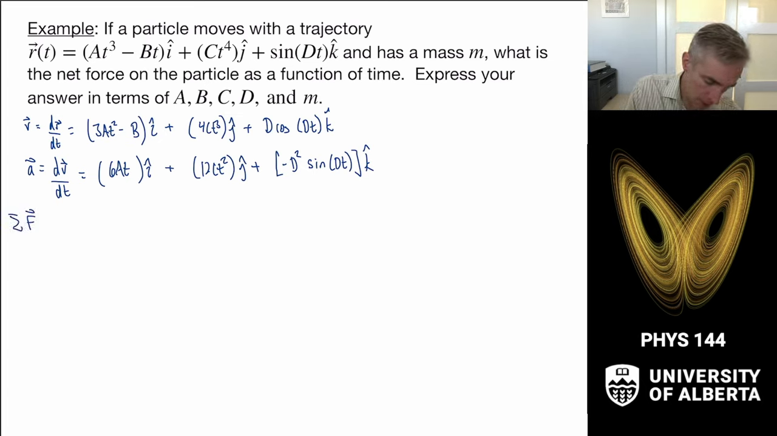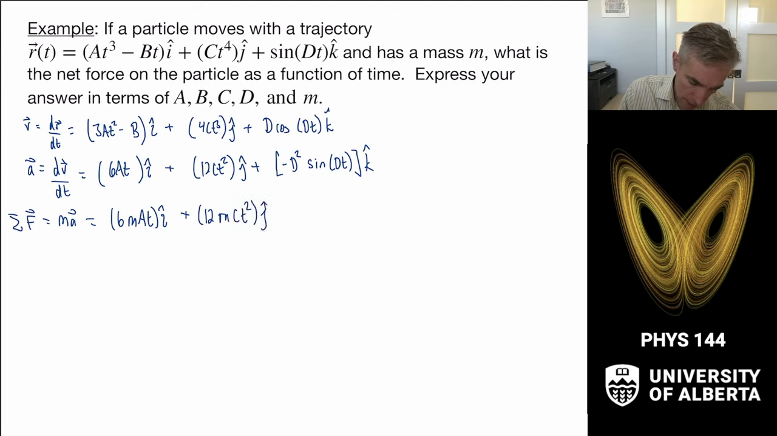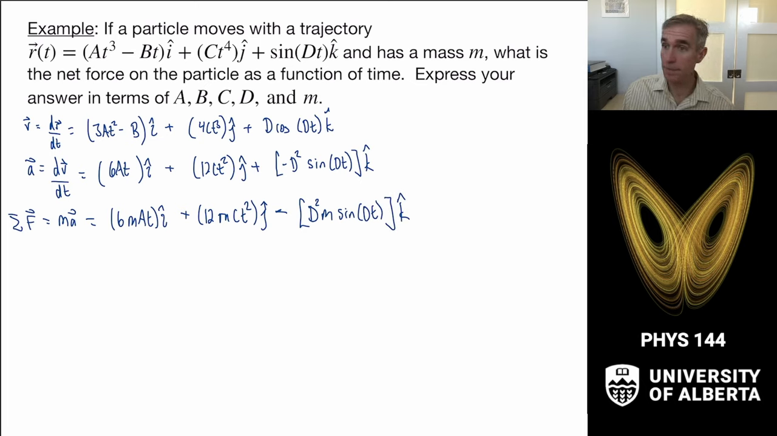Okay. And so then if I want to figure out the sum of the forces, it is equal to the mass times the acceleration. And so I just multiply a mass through by every term. So it's 6mat i hat plus 12mct squared j hat minus d squared m sine dt k hat. And we're done. Take two time derivatives and out comes, multiply by mass, and that gives us the sum of the forces. All right, so that's just how we would deal with things in terms of calculus.